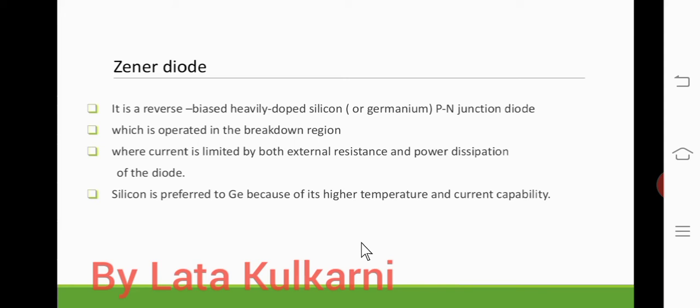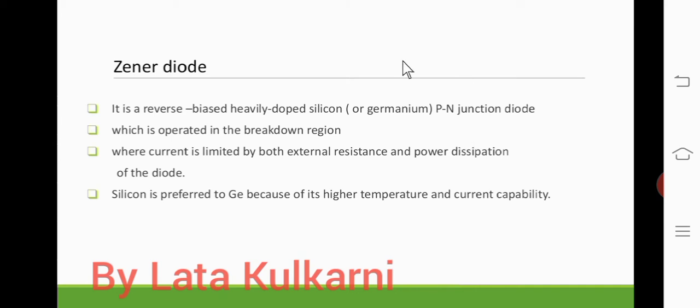What is zener diode? Till now we know what is diode. Diode is a two-terminal semiconductor device. Zener diode is also a diode. Basically it is a diode, but it is a heavily doped silicon or germanium PN junction diode.